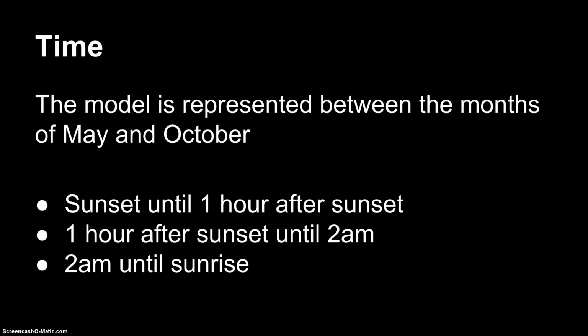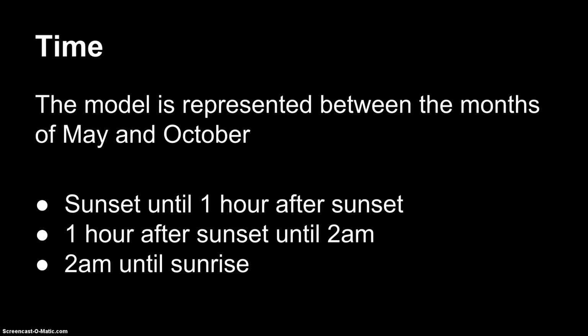Time within this model: the model actually runs between the months of May and October, because that represents the mosquito season, so mostly through the summer. And each time step is broken down into 3 different categories.